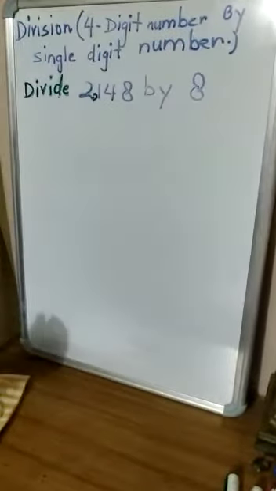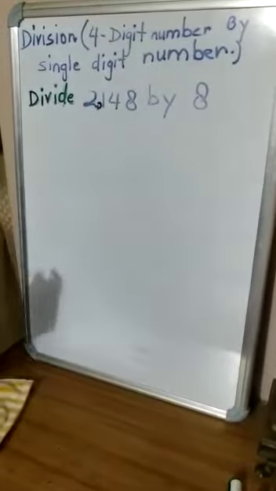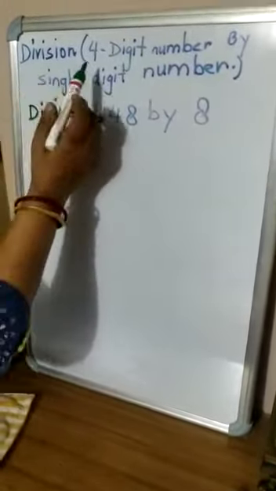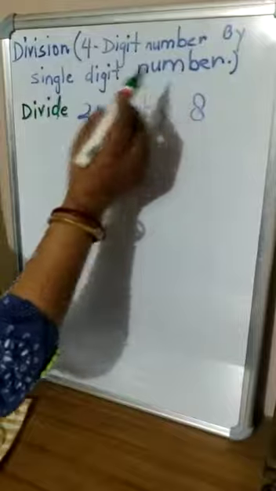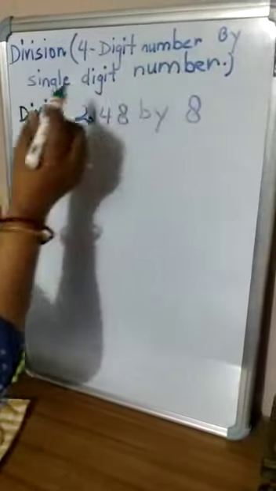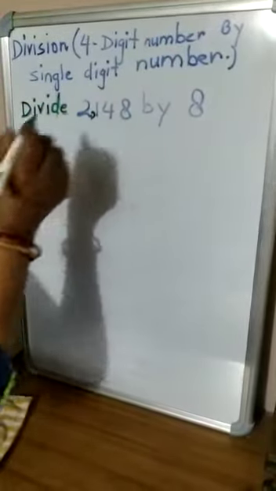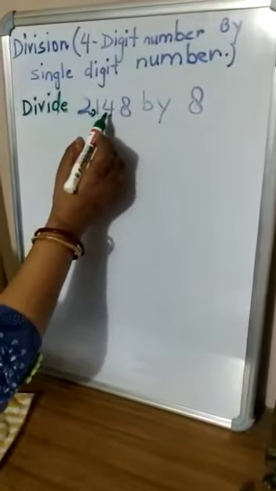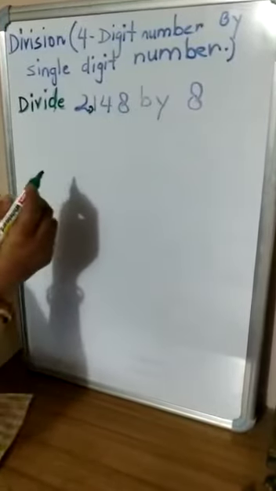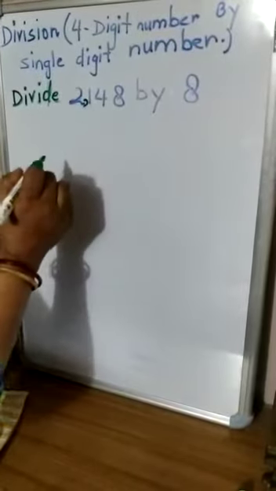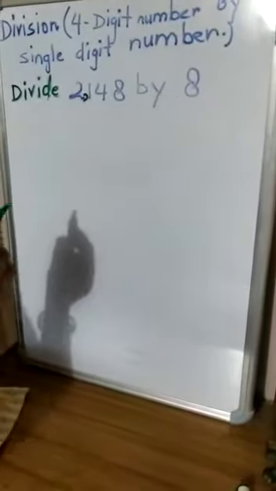Good morning, children. Today I am going to start my session with the division of a 4-digit number by a single digit number. So let us take an example. Divide 2148 by 8. Here 2148 is a dividend and 8 is a divisor.